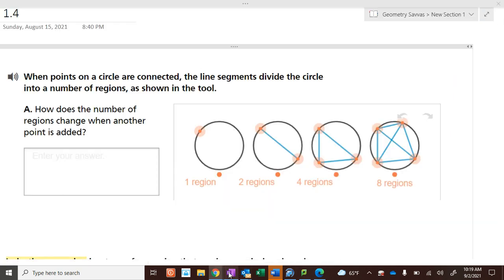Hide that. And away we go. Okay. So let's look at this little situation here.